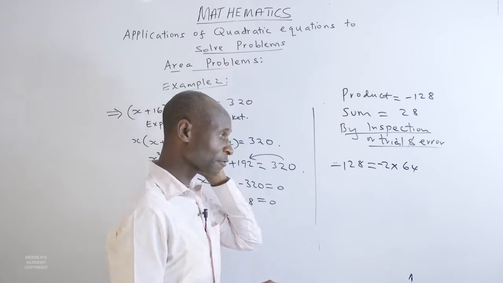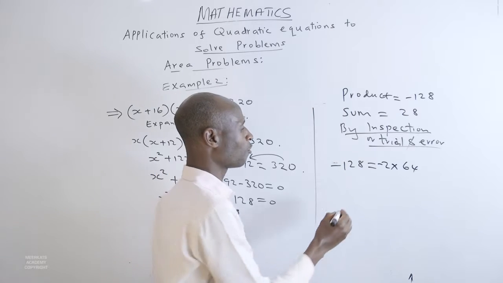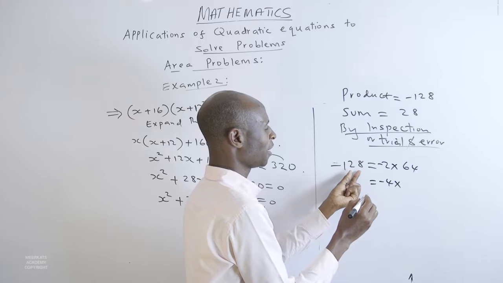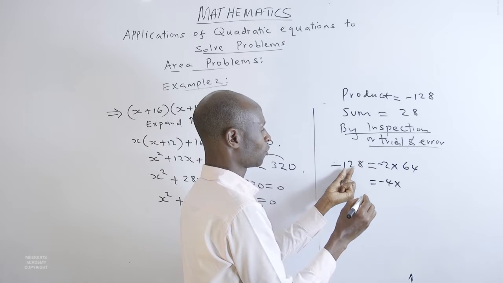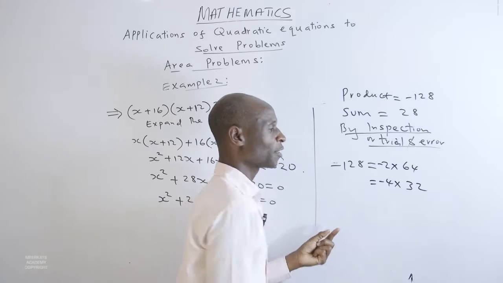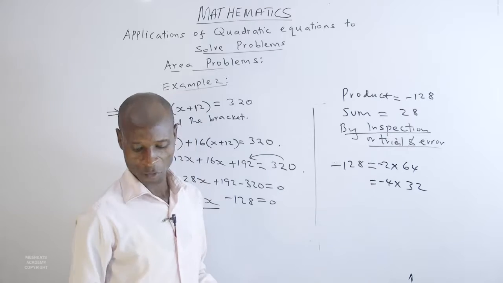And 2 is negative. 3 cannot. We can go to 4. 128 divided by 4: 12 divided by 4 is 3, 8 divided by 4 is 2, so 32. So we discover that negative 4 and 32 are the required factors.